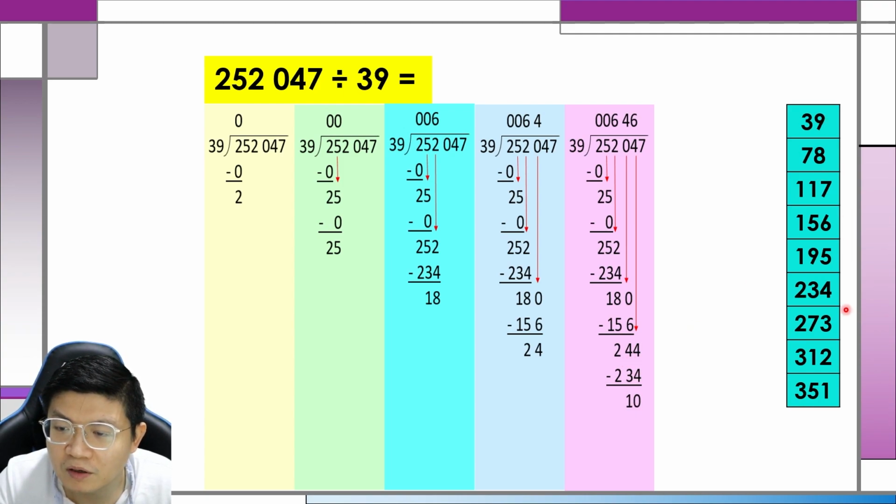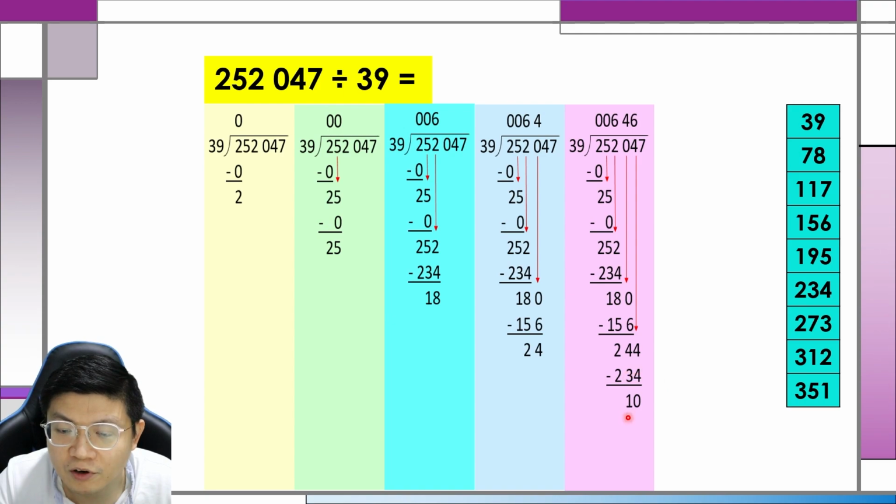244, look for the table. The closest you can choose is 234. This one, 273, is actually more than it. That's why we choose here, which is multiply by 6. Okay, 39 times 6, 234.